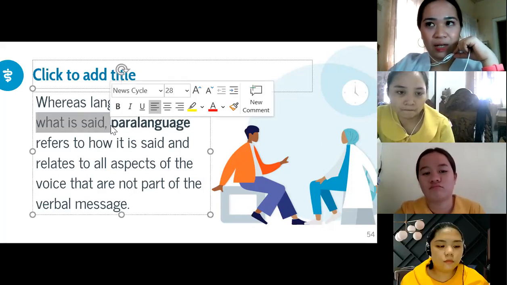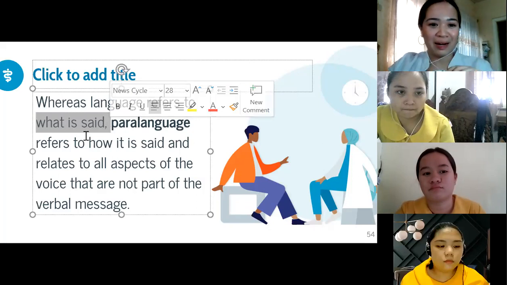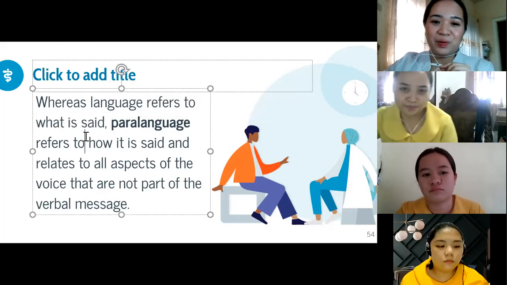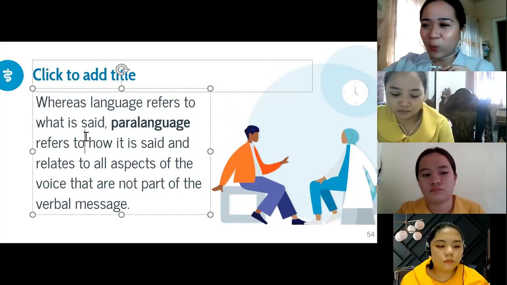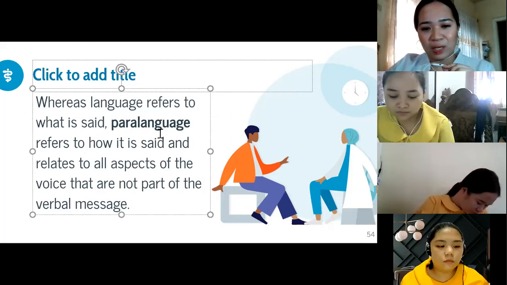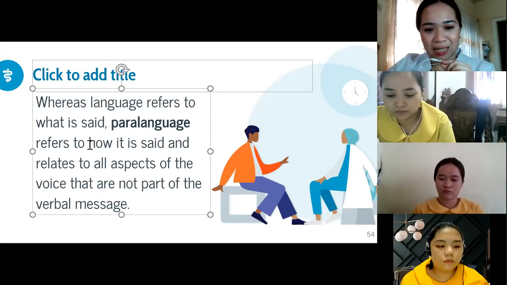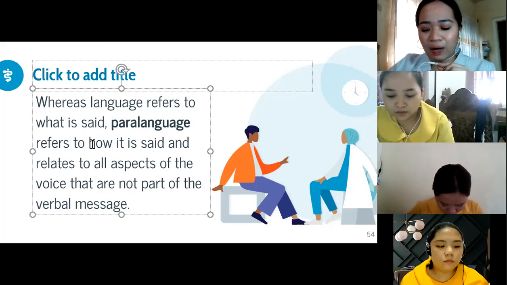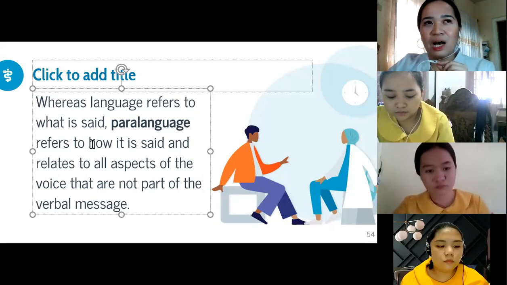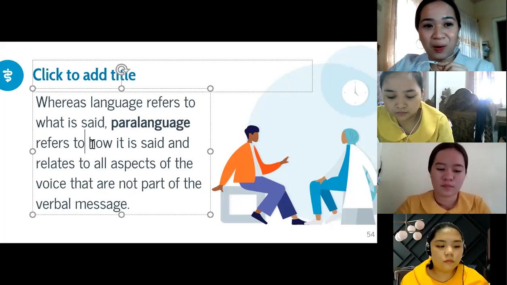Kaya nga nagkakaroon ng mga awayan, yung mga parang chismisan. Kasi iba yung sinabi talaga. Pero nung kinwento na, ganun ba yung sinabi niya? That is paralanguage. Paralanguage is how it is said. Kaya nga meron tayong kasabihan, it's not what you say, it's how you say it.